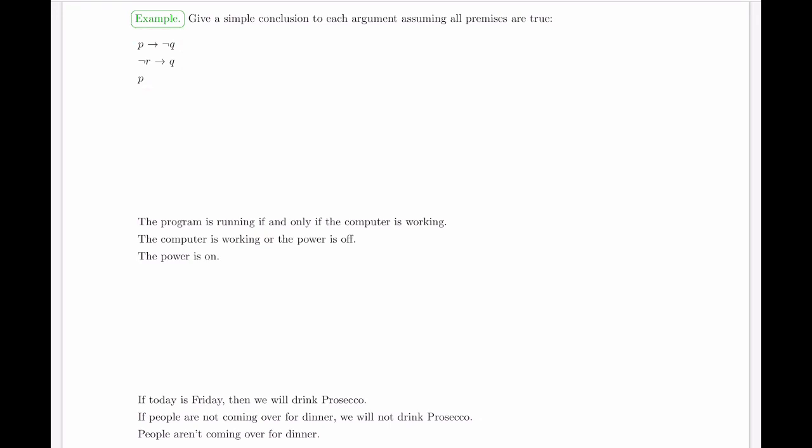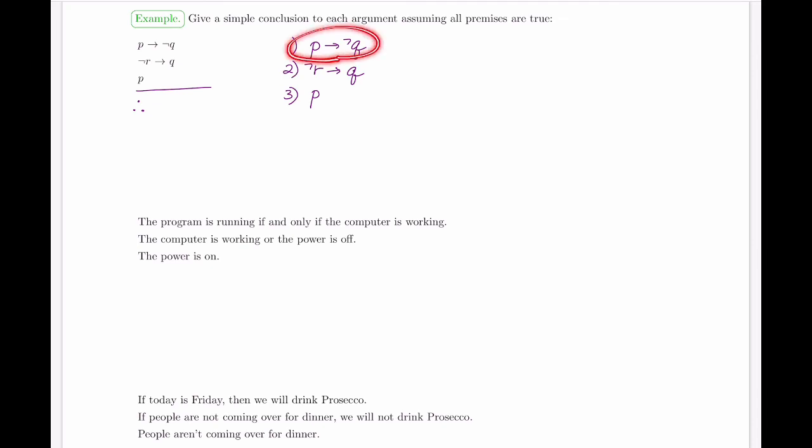So what do we have in this case here? I have P implies not Q, not R implies Q, and then P. What is my potential conclusion here? Are there any rules that I can apply to my premises? Well, again, just to keep track of what I am doing, I'm going to write out all of the premises on the side here and number them so I can refer to each one.